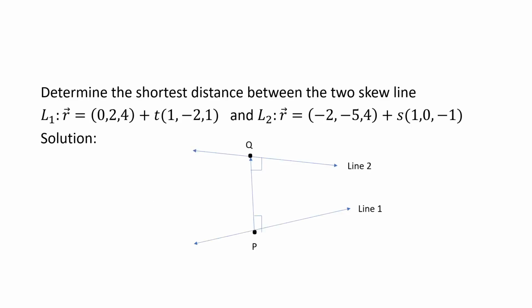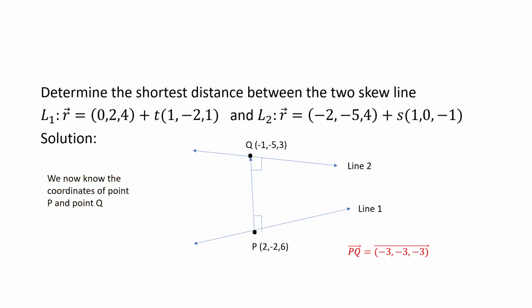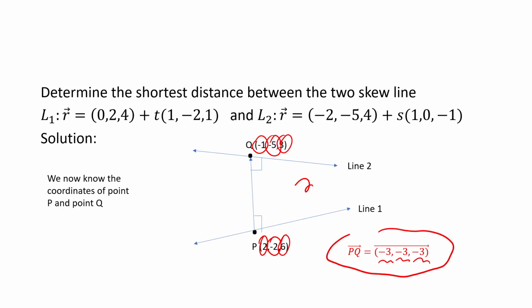So we're just going to recall our diagram we had earlier. We've now actually determined the coordinates of those points. And we can say that PQ is simply equal to negative 3, negative 3, negative 3, because the vector PQ is just going to be equal to negative 1 minus 2, which is negative 3, and then negative 5 minus negative 2, which is negative 3, and then 3 minus 6, which is negative 3. So that's the vector from P to Q.